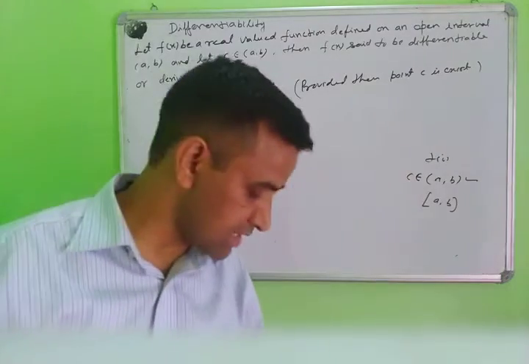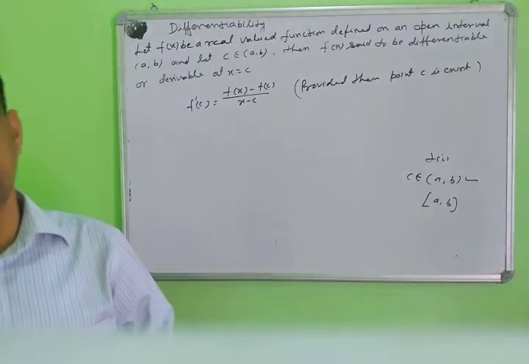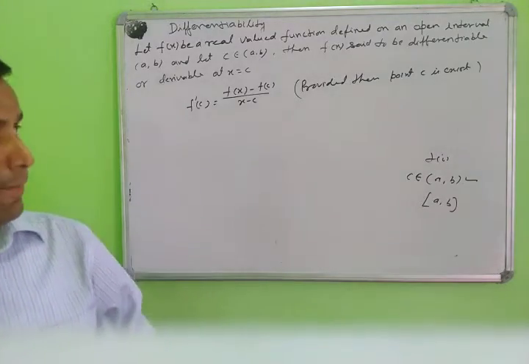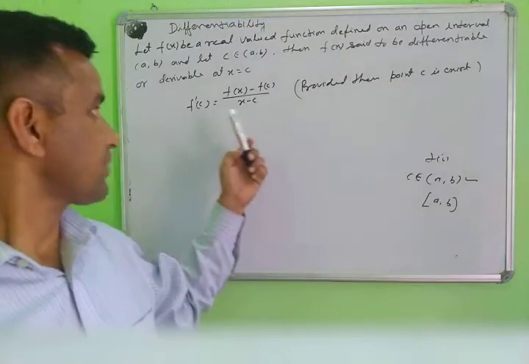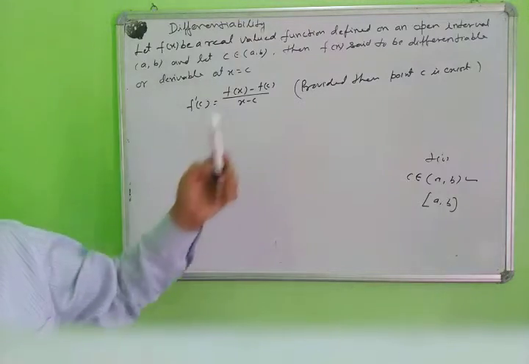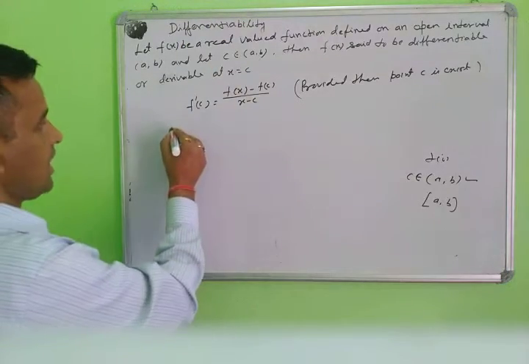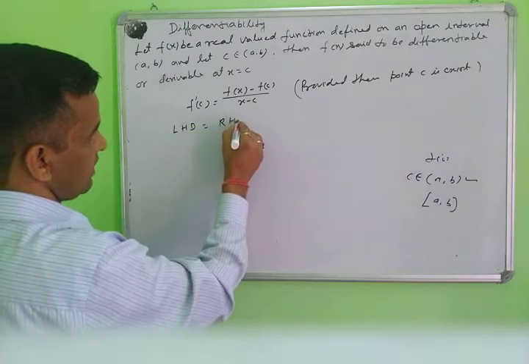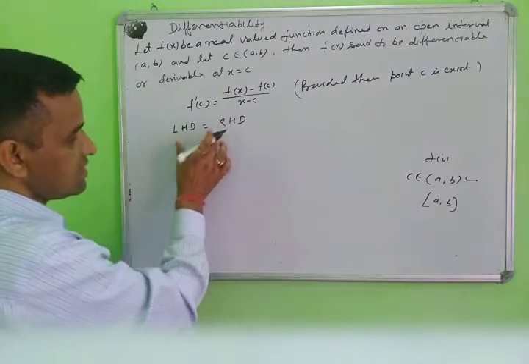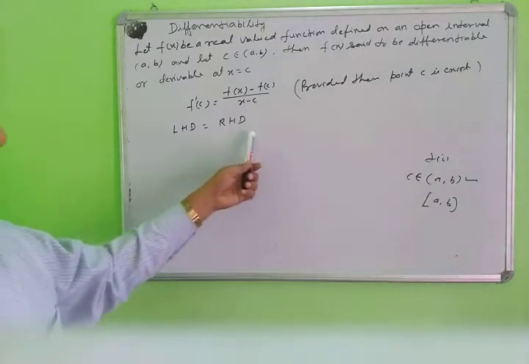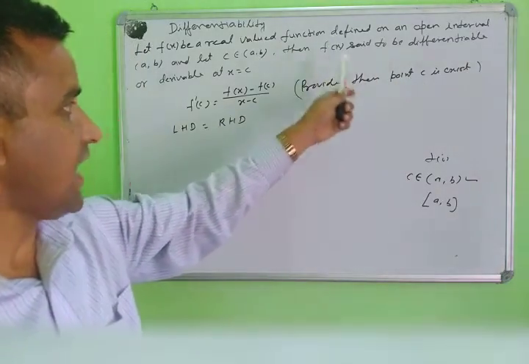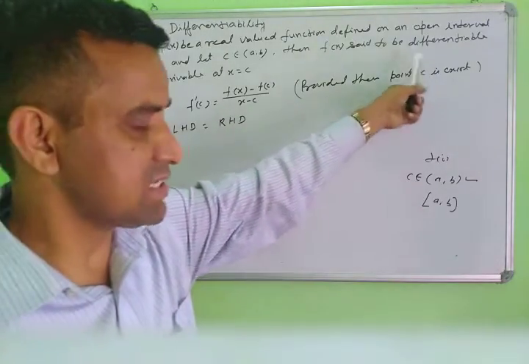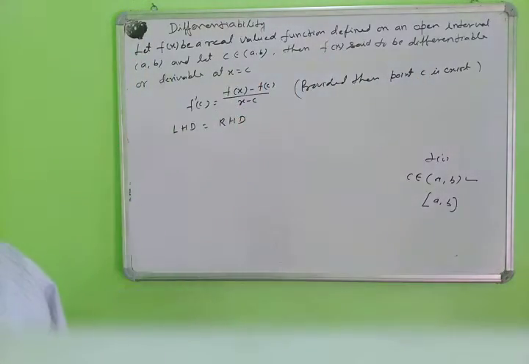The existence condition is the same as the continuity condition. In continuity, left hand limit equals right hand limit. But here, left hand derivative equals right hand derivative. If this condition is satisfied, the derivative at point c exists for this real valued function.